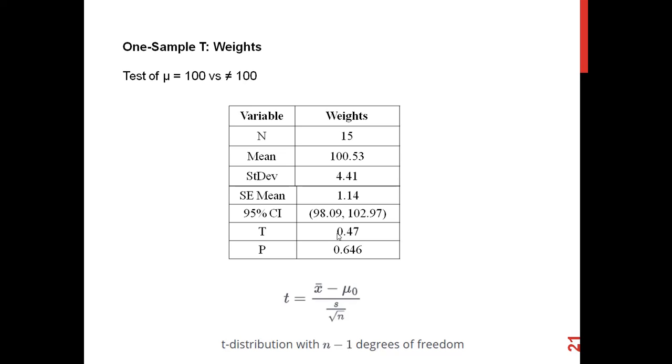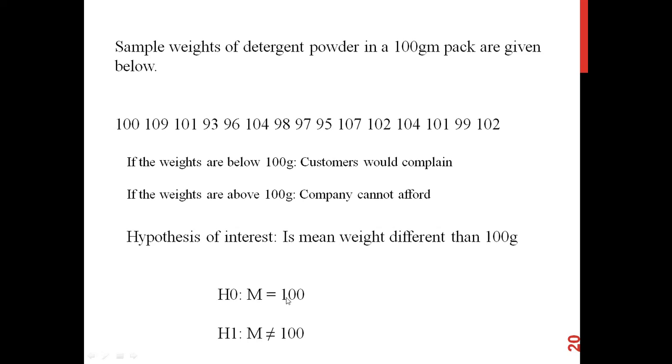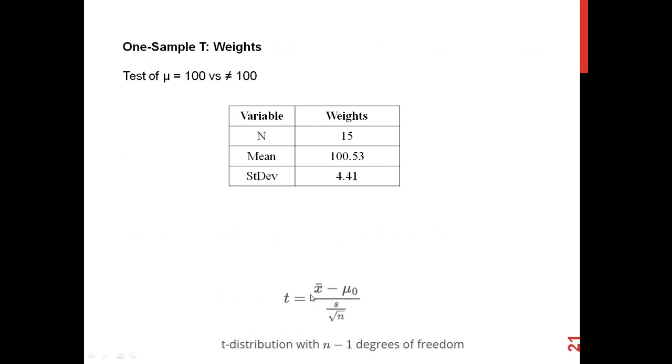Is it okay? And if I compute the confidence interval, then it turns out to be 98.09 to 102.97, which means that this confidence interval also contains 100. Hence 100 is an acceptable value. So mu equal to 100 is not rejected. Okay.